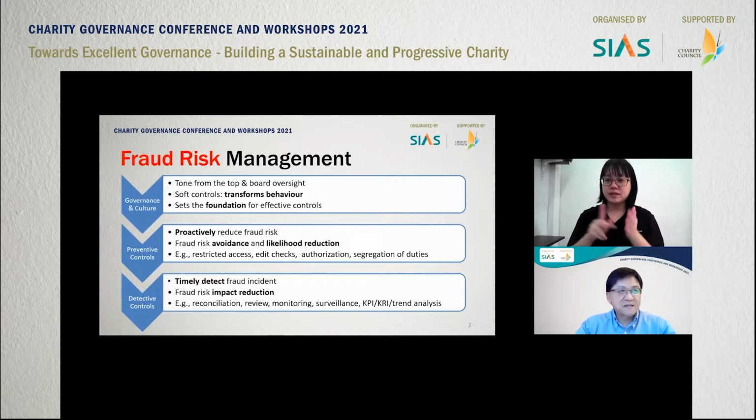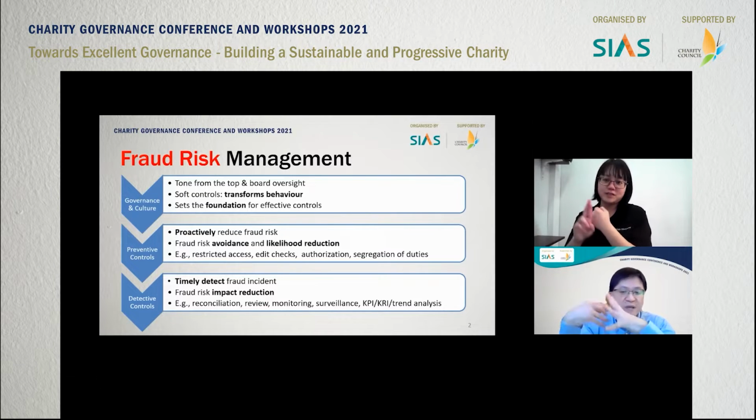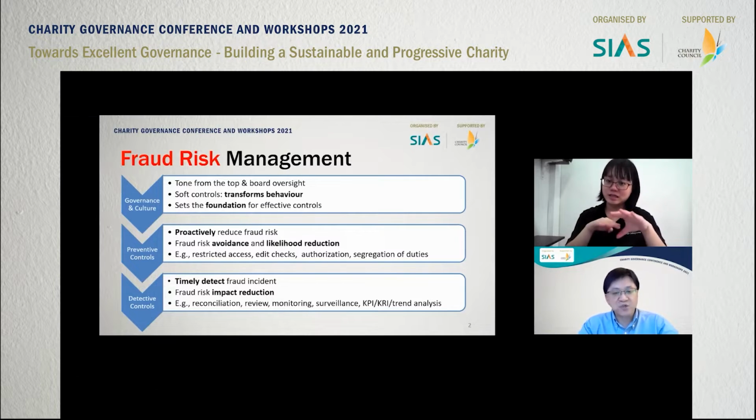Next, then comes the controls. Controls can be divided into two major aspects, one of which is preventive. Preventive is less costly because it is proactive. It prevents things from happening, so it reduces or even avoids risk altogether. This is where we should pay most of our attention, on things like restricted access, edit checks, authorization, segregation of duties. All these are very basic, but they are so fundamental and so critical, especially for small organizations where you don't have many staff.